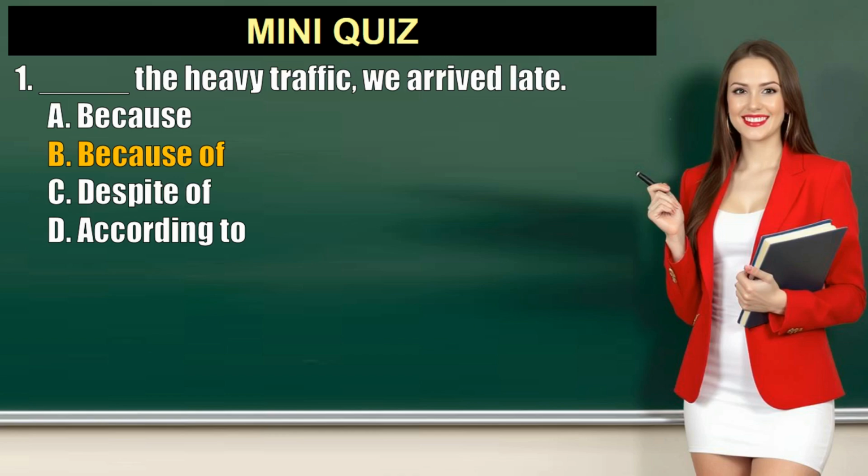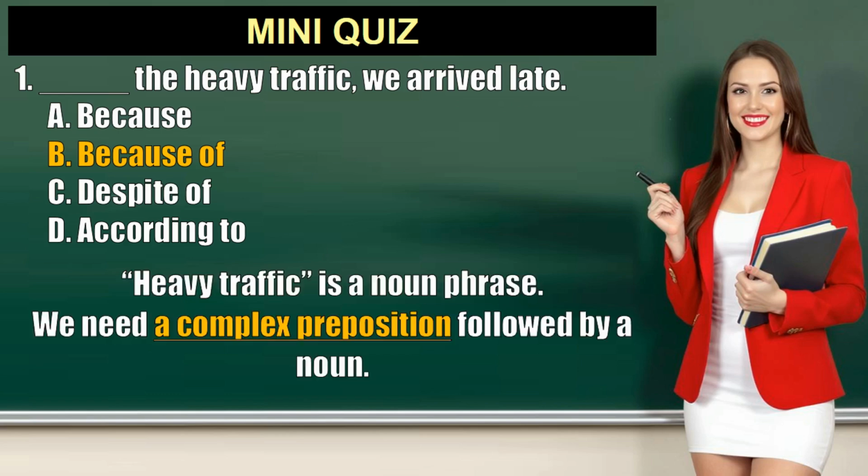Correct answer? B. Because of. Explanation. Heavy traffic is a noun phrase. We need a complex preposition followed by a noun. Because of the heavy traffic. Because the heavy traffic, incorrect structure. Despite of, wrong form. It should be despite or in spite of. According to, doesn't fit meaning.